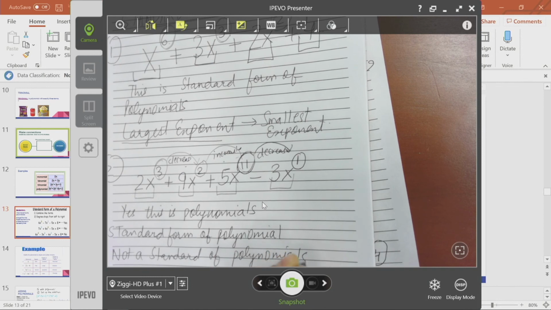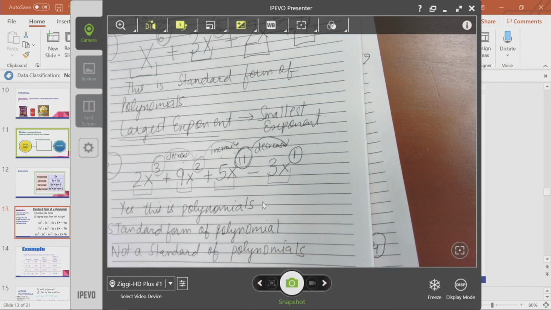So why are we doing standard form of polynomials? Because when we add or subtract polynomials, we need to know what the standard form is. Our first step would be to arrange our expression in a standard form before we start adding and subtracting.